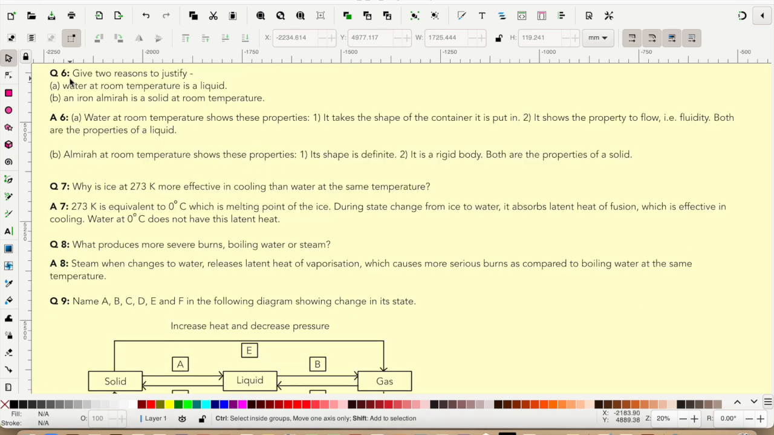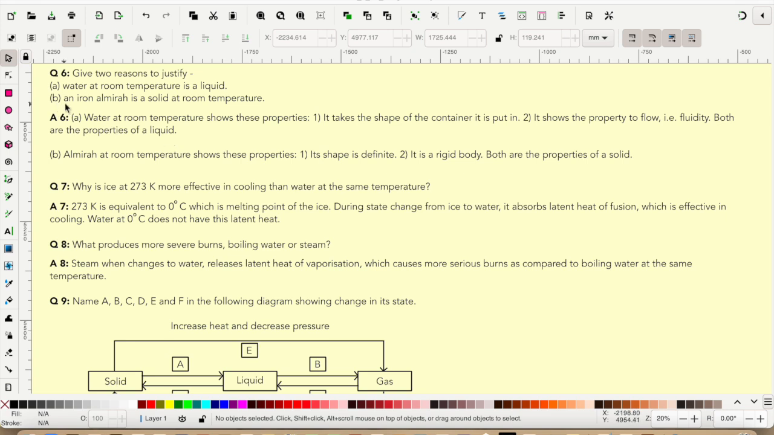Question 6. Give 2 reasons to justify water at room temperature is a liquid. Answer is, water at room temperature shows these 2 properties. First, it takes the shape of the container it is put in. Second, it shows the property to flow, that is fluidity. Both are the properties of a liquid.